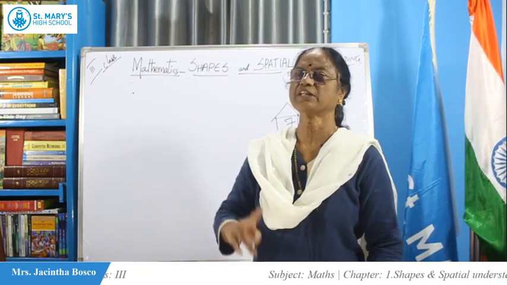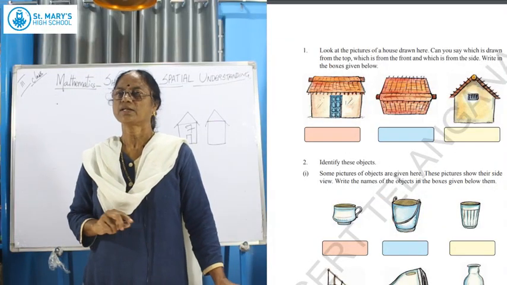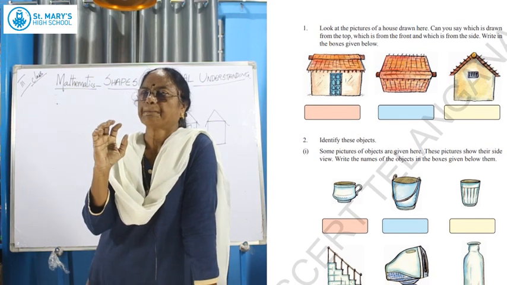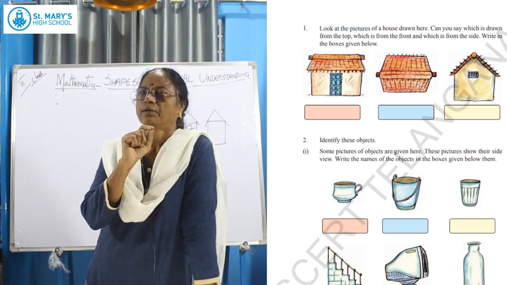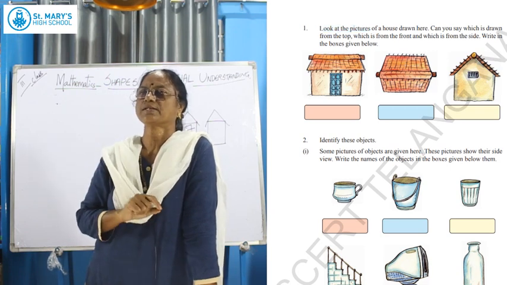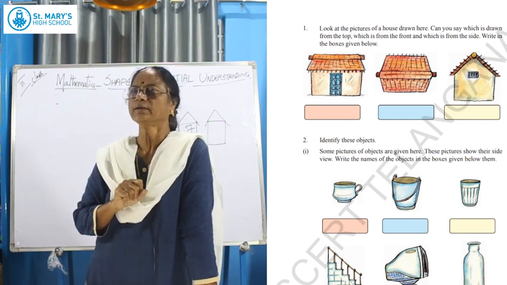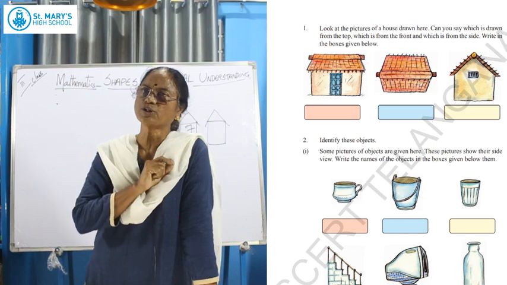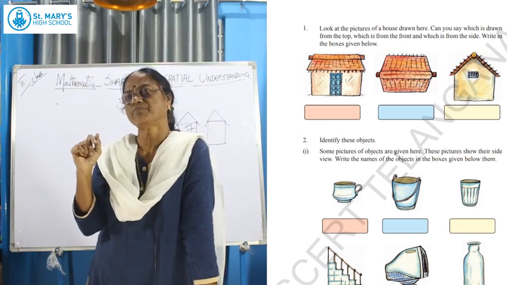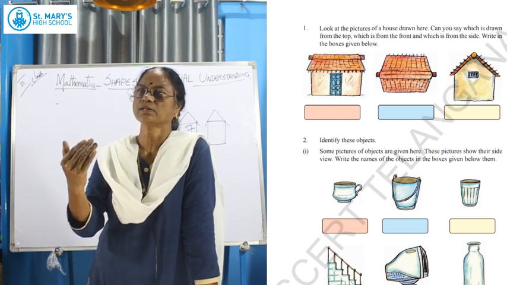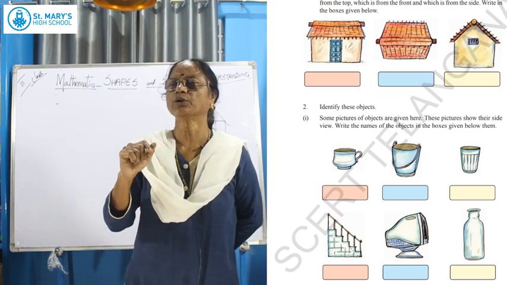Here are some pictures on the next page. Will you turn and see there? See, it is given. You have to mention there what view that is. See their question. Look at the pictures of a house drawn here. Can you say which is drawn from the top? Which is drawn from the front and which is from the side? Write in the boxes given below. So, for you, I will help you.